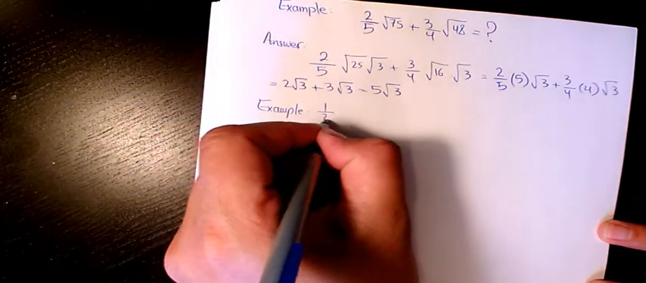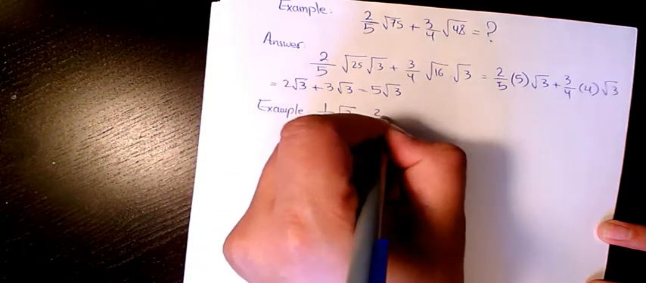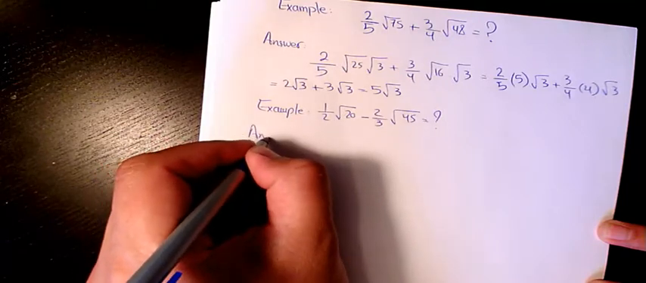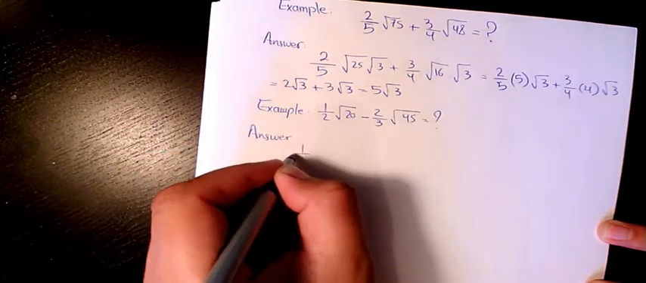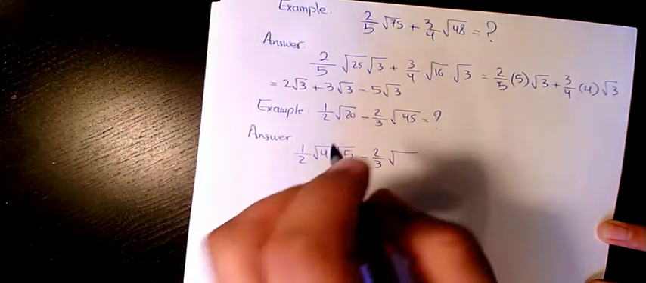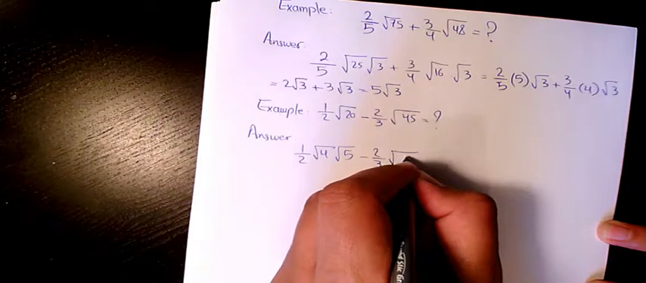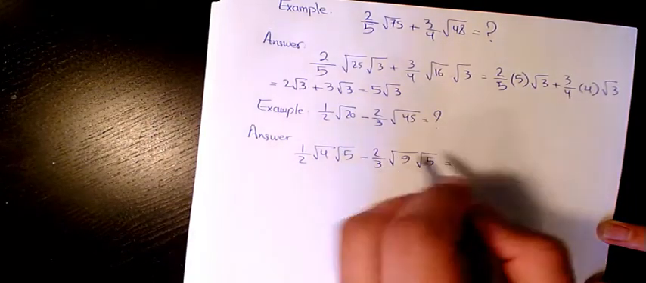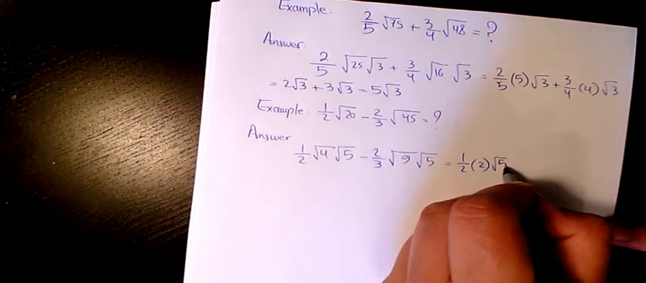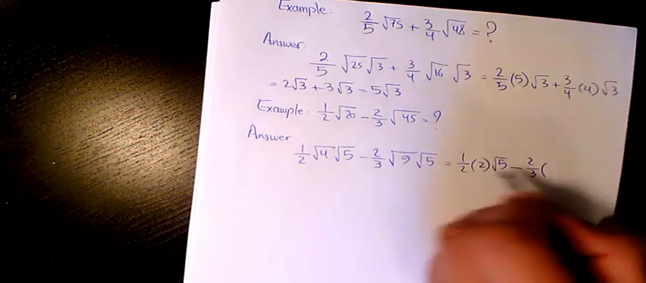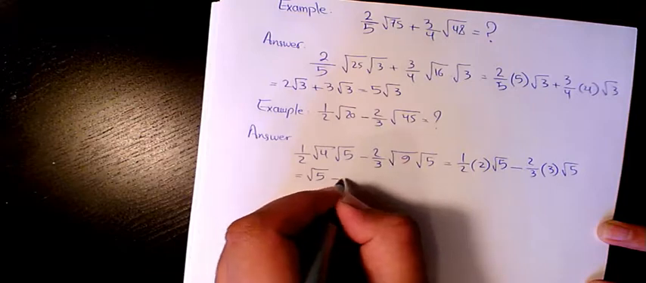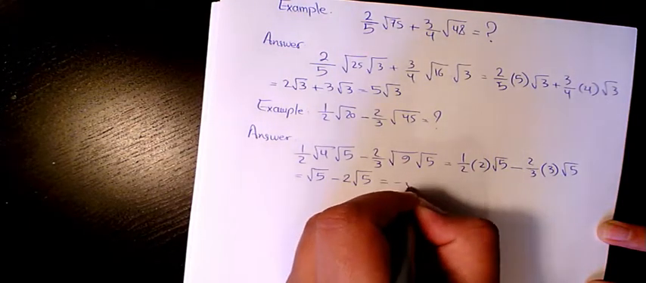So 1 over 2 root 20 minus 2 over 3 root 45. Answer is 1 over 2 root 4 times root 5, 2 over 3 root 9 times 5. That makes it 1 over 2, square root of 4 is 2, root 5 minus 2 over 3, square root of 9 is 3, root 5. That makes it root 5 minus 2 root 5 makes it negative root 5.